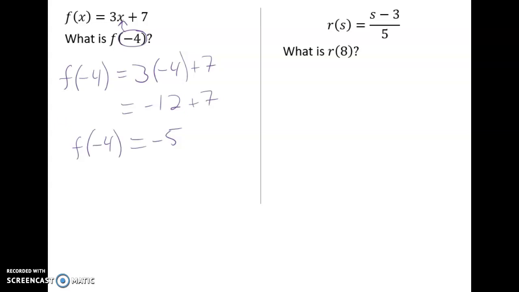On my other one to my right, I've got r of s equals s minus 3 divided by 5. So I'm going to do the same thing. So I'm going to go r of 8 equals 8 minus 3 divided by 5. Evaluate from there. So I've got 5 divided by 5, which gives me 1. So r of 8 equals 1.